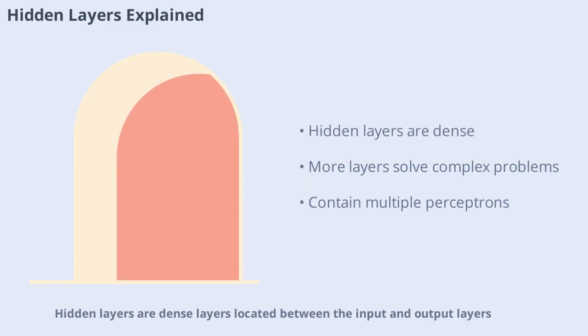Hidden layers are dense layers located between the input and output layers. They're called hidden because they aren't directly observable, unlike input and output layers. The more hidden layers a network has, the longer it takes to produce results, but it can solve more complex problems. Hidden layers contain multiple perceptrons, each learning different aspects of the data. This structure is what gives deep learning its power and flexibility.